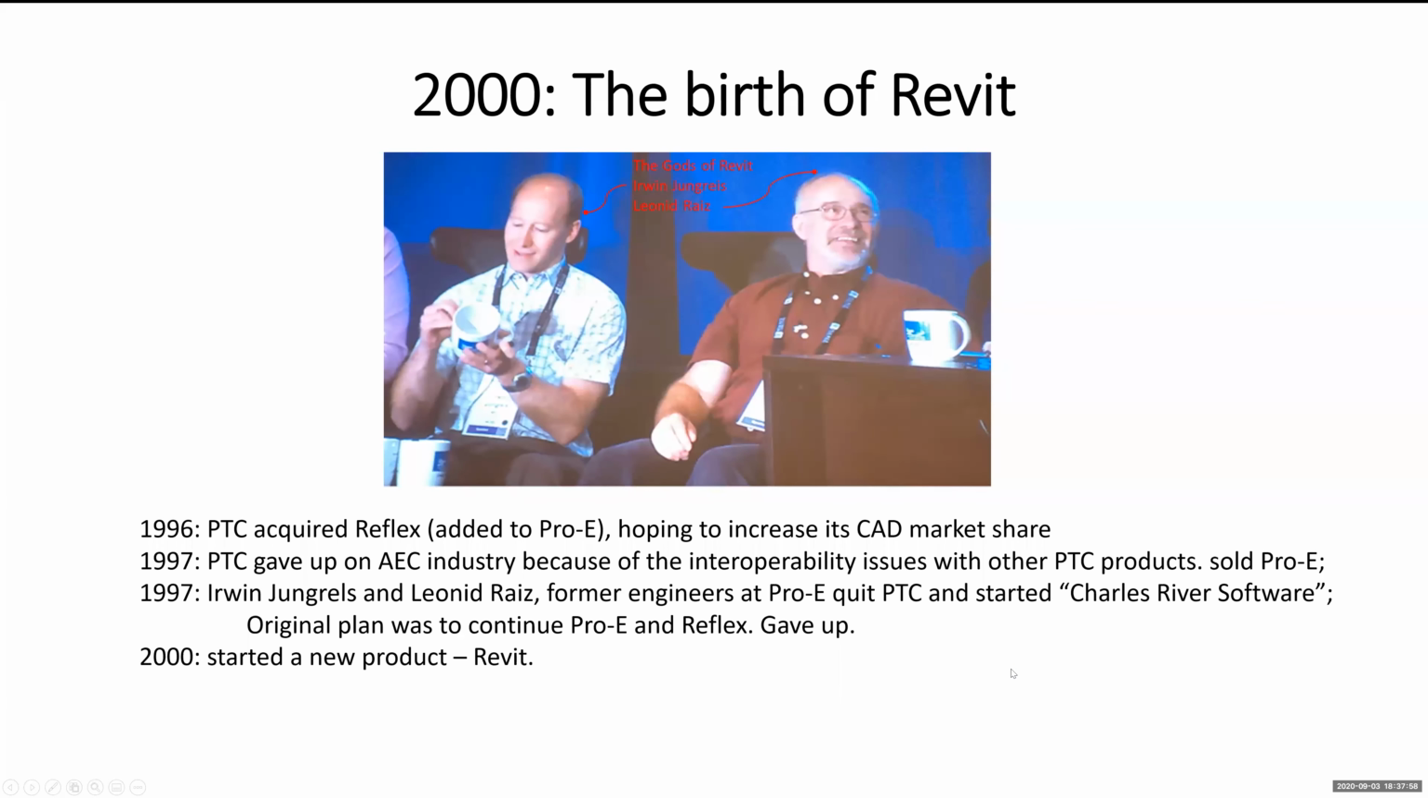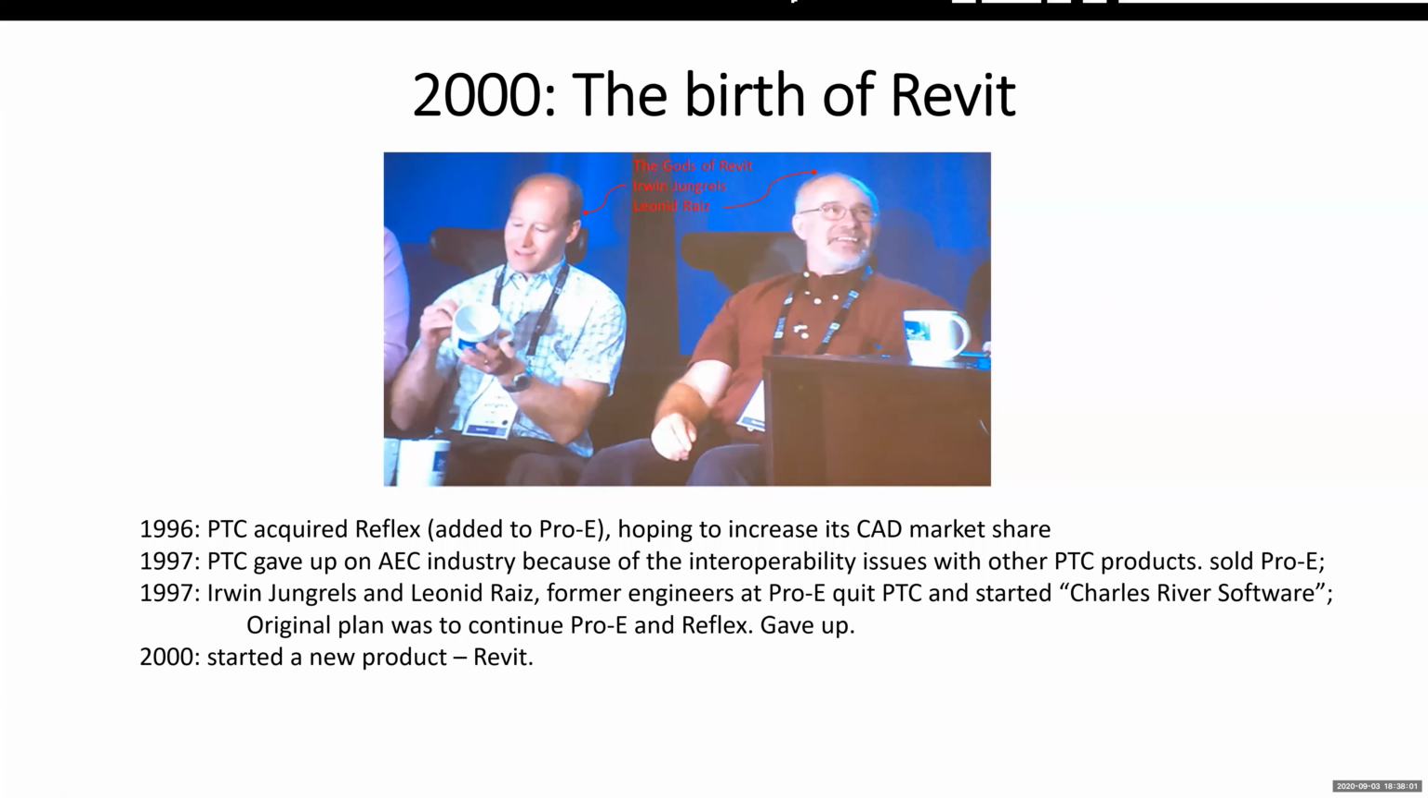Finally, 2000, we're ready. Like I mentioned, the history was ready to make the last move, the birth of Revit. So there's also a story behind that. In 1996, PTC, that's another CAD company, acquired a company called Reflex. PTC was actually the company that created Pro Engineer. So they acquired Reflex hoping to increase their CAD market share, but after only 1 year, they gave up, because AutoCAD was so strong and they couldn't beat AutoCAD. So PTC totally gave up on the AEC industry and focused on mechanical design, like airplane design.